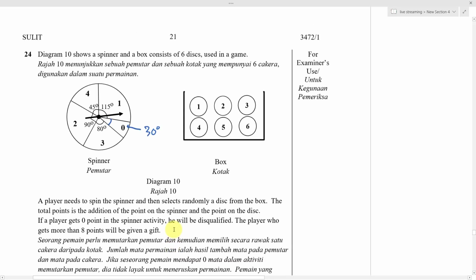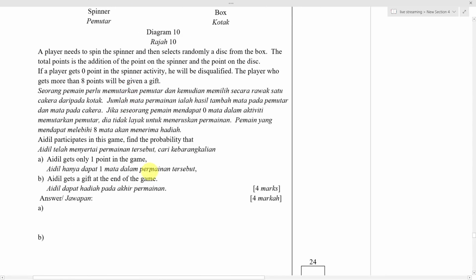So that's not possible, because the only way to get 1 point is the first spin you must get 0, then the second you must get 1. That means here you must get 1, here you get 0. But the problem is, when you get 0, you are already disqualified. There's no chance for you to get the 1 in the box. So it's not possible to get 1 point only. So the probability is just 0. Okay, A is just 0 because it's not possible.